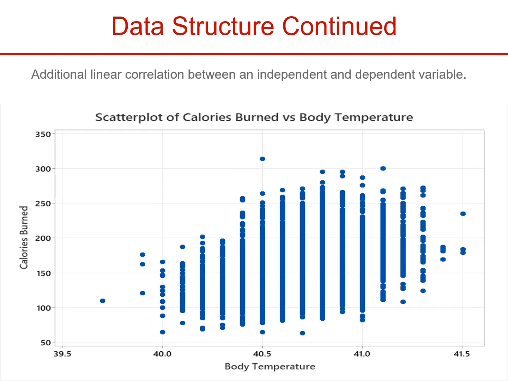Here we have another scatter plot from Minitab, and rather than the heartbeat being the independent variable, the body temperature is independent. The calories burned, again, is on the y-axis, and as x increases, y tends to increase, so there is again some correlation, suggesting a multiple linear regression.